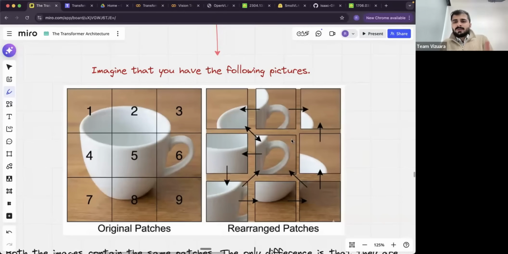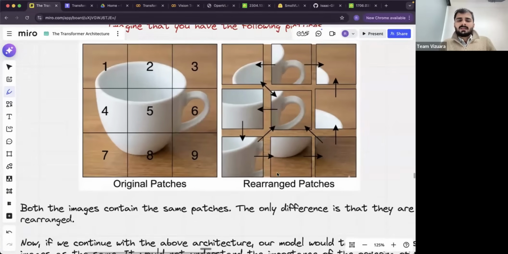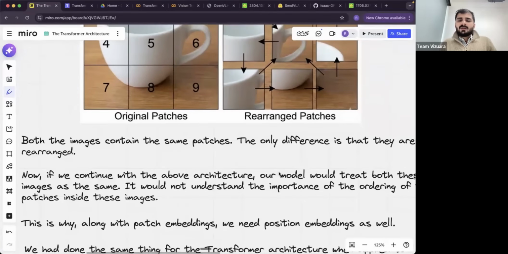But the meaning of these two pictures is very different, right? This actually represents a coffee cup, but this does not represent anything. It is something very random. The patches are rearranged. So the final output is going to depend on the ordering of the patches also. And that is why understanding the ordering of the patches is very important, and we need to pass that as an input.